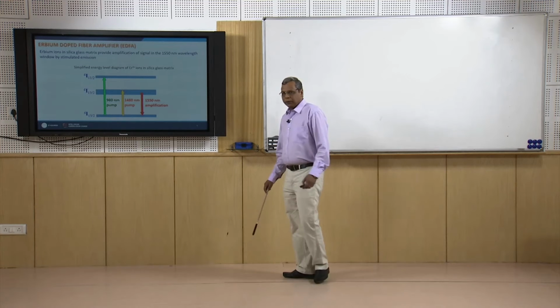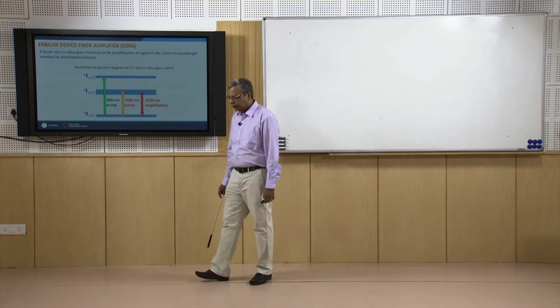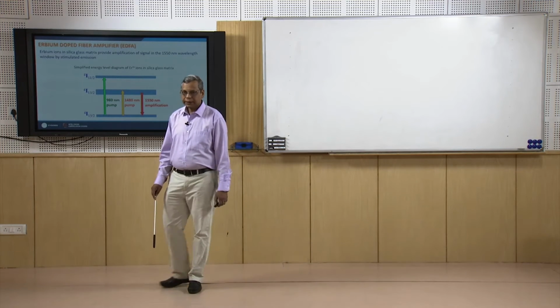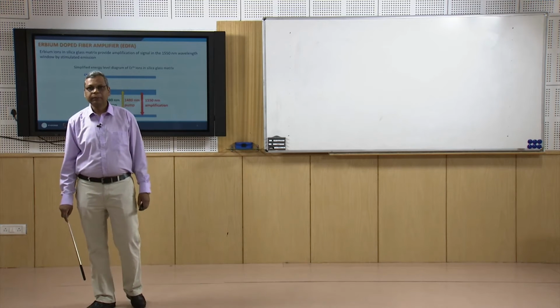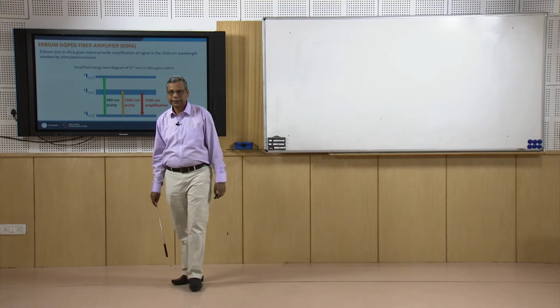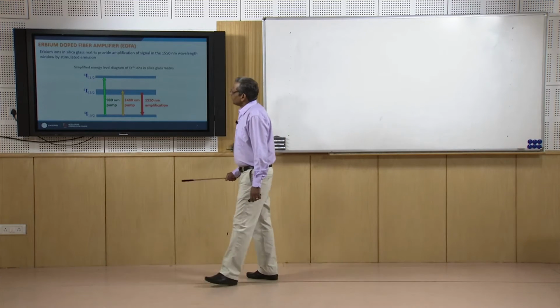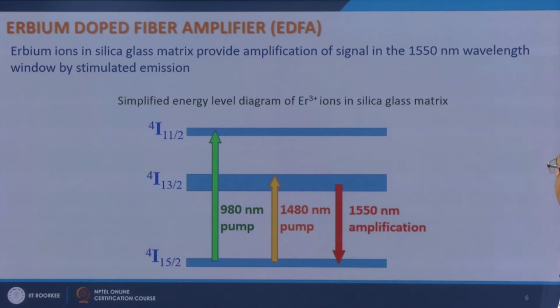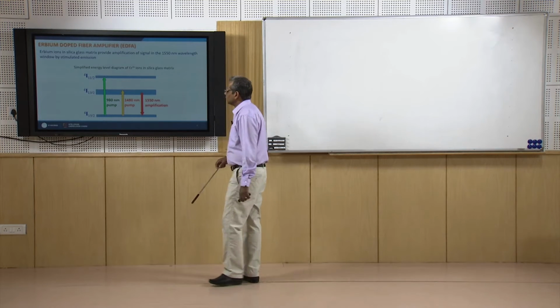So, how do we amplify this signal in an optical fiber amplifier? We make use of erbium ions in a silica glass matrix and do amplification by stimulated emission of radiation, the principle which is involved in the laser itself. These erbium ions in silica glass matrix provide amplification of signal around 1550 nanometer wavelength. This is a simplified energy level diagram of erbium ions in silica glass matrix.